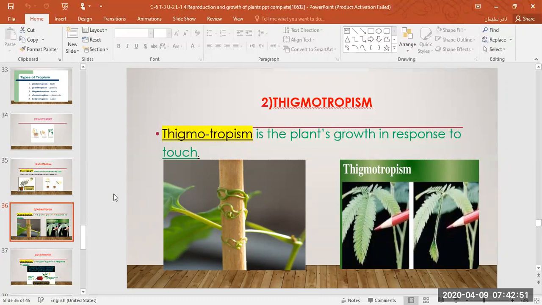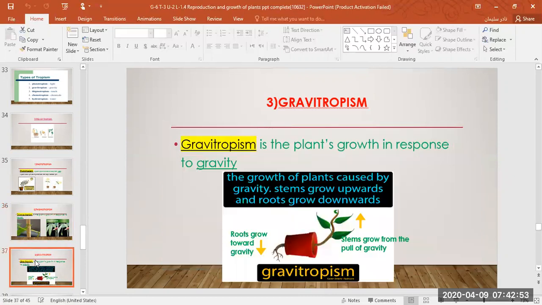Okay, now what is gravitropism? Gravitropism is the plant's growth in response to gravity. How do plants respond to gravity? As you know, gravity is a force on the earth that pulls us down, right? So plants are also affected by this stimulus. Gravity is an external stimulus in the environment. Okay? How do plants respond to this stimulus?